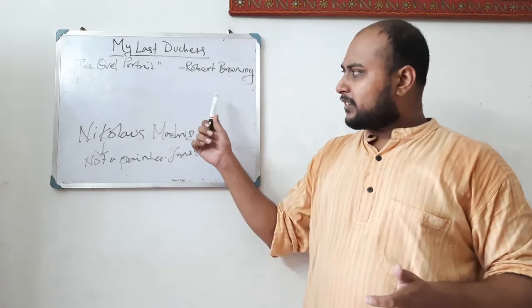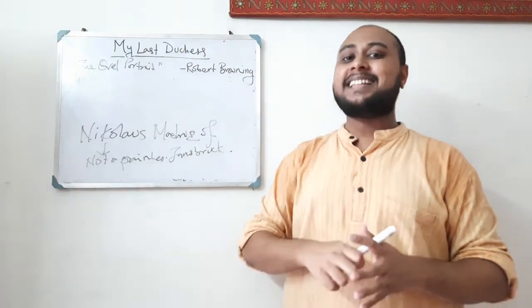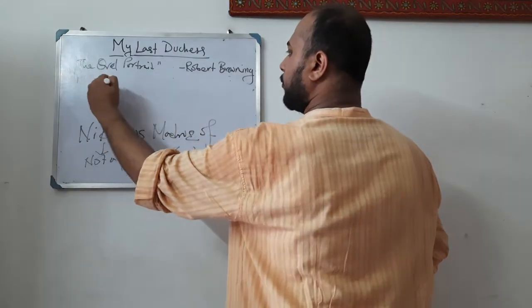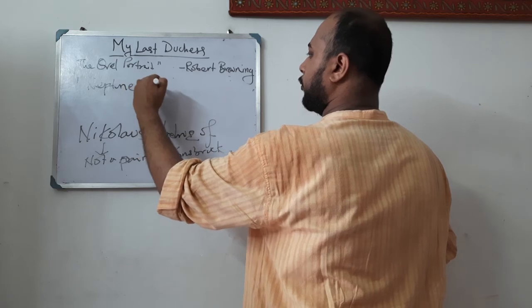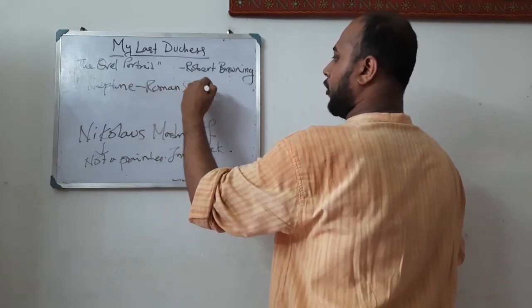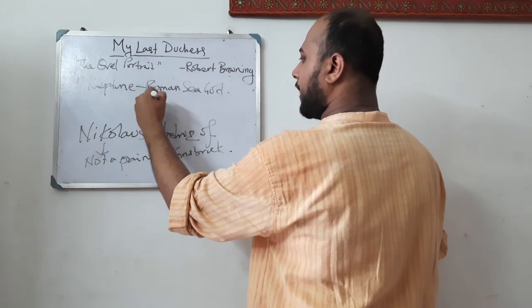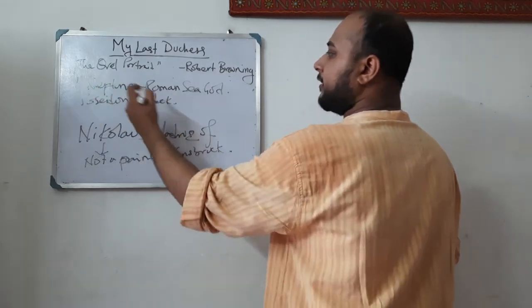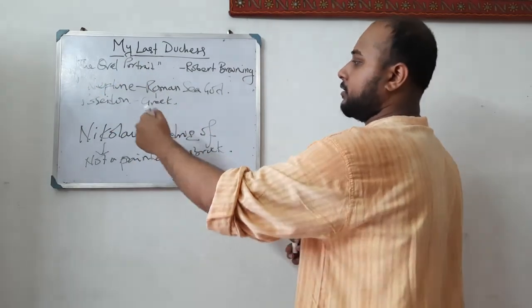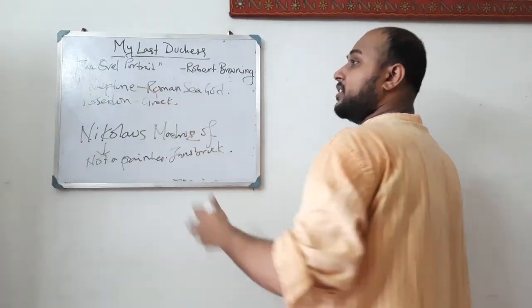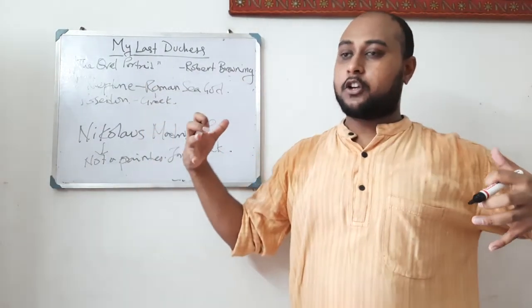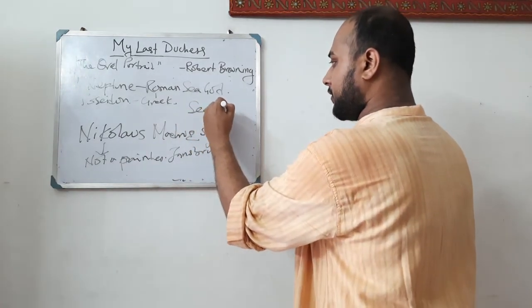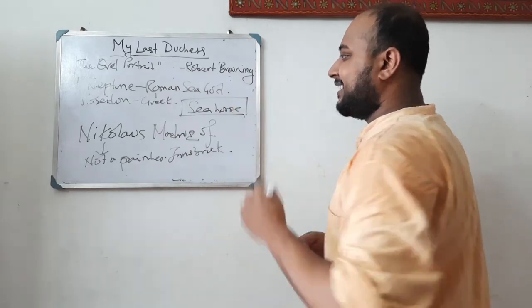So anyways, the image that he shows in the end is that of Neptune taming a seahorse. So who is Neptune? Neptune is the Roman sea god. The Greek counterpart of this is Poseidon. We know this. So Poseidon in Greek, Neptune in Roman mythology. So Neptune, who is an all-powerful god, is taming a seahorse.